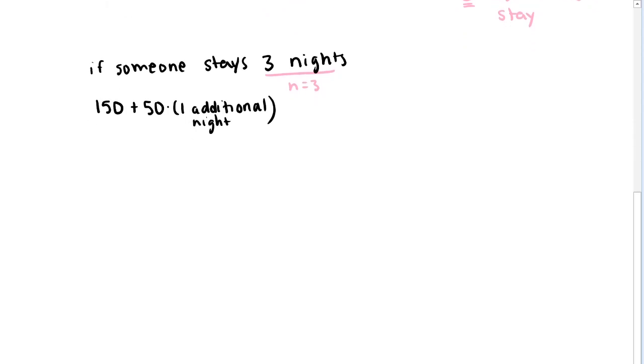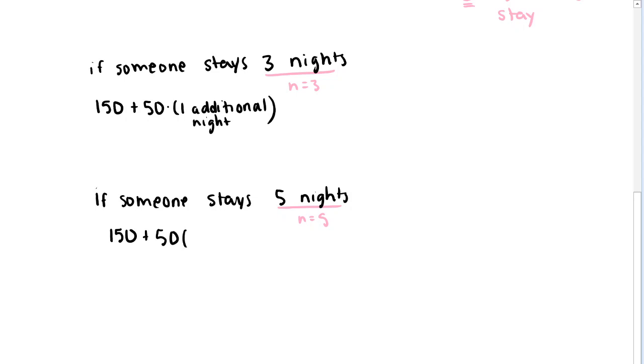All right, let me do another example so that we can really see what's going on here. If someone stays 5 nights, in the case where n is equal to 5, then to compute what they pay, they paid $150 for the first 2 nights, right? 75, 75, and then we're going to tack on $50 for each additional night. So 50 times, they stayed 3 more nights, right? So here, 3 additional nights.